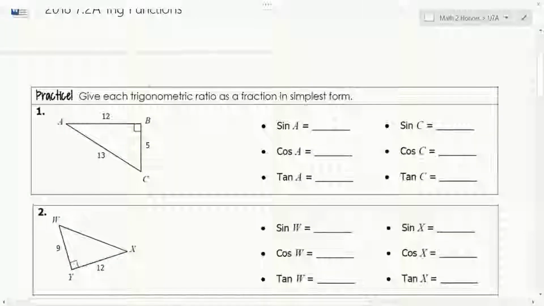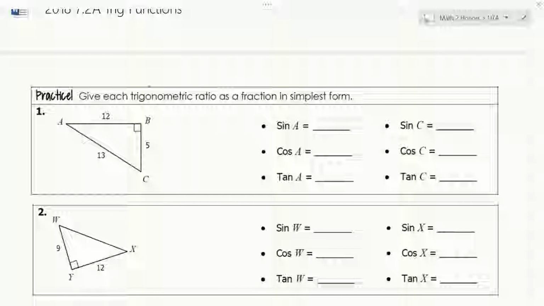We have a right triangle, side lengths 5, 12, and 13. But we're asked to find the sine, cosine, tangent of particular angles. And we don't know the angle measurements, but we know where they're located. So here's angle A, and here's angle C. Okay. So we can't talk about sine, cosine, and tangent unless our triangle has a hypotenuse of 1. So we need to scale this triangle down.